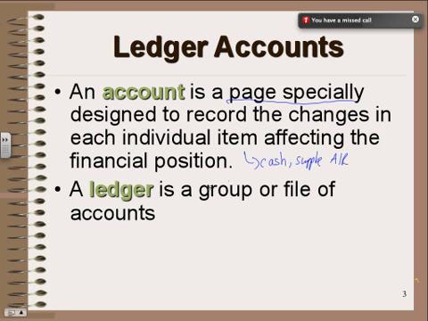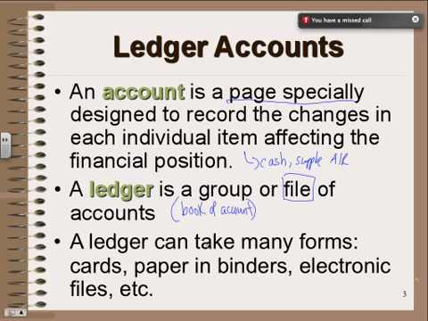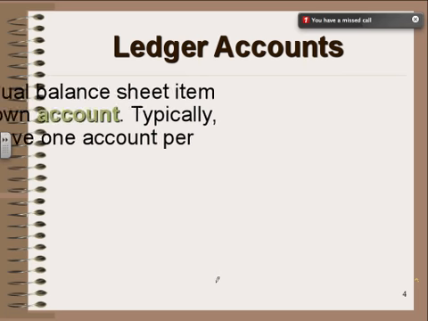Okay? A ledger is a group or file of accounts. In the olden days, we used to say it's a book of accounts. Now that we are more technical, we save it in a file on the computer. As we were just discussing, a ledger can take many forms. Some companies in the old days used cards. Paper and binders was the most common, and now we use electronic files. And we're going to be spending some time in this course going into the lab and using accounting software.